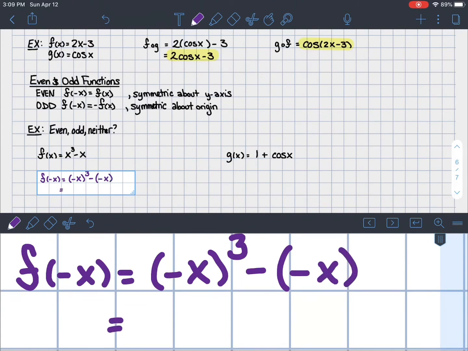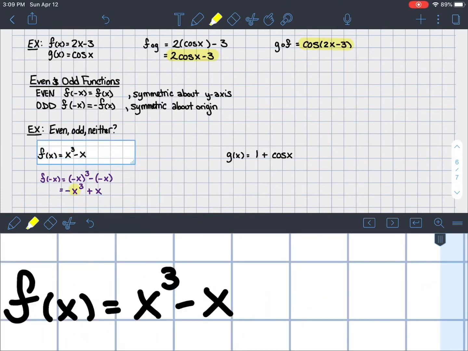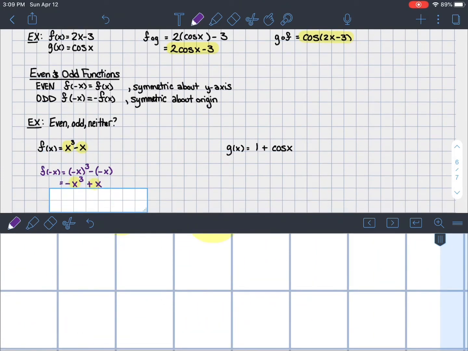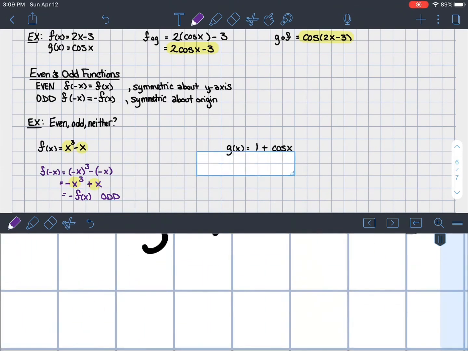I begin just by putting negative x into the function, and I'm going to simplify each piece. Negative x cubed will always end up coming out negative, and minus a negative will be a plus x. And when I go term by term, I'm going to show you here that negative x cubed is the opposite of x cubed, and positive x is the opposite of negative x, and therefore this is the negative of the original function. In other words, the answer to this is an odd function.